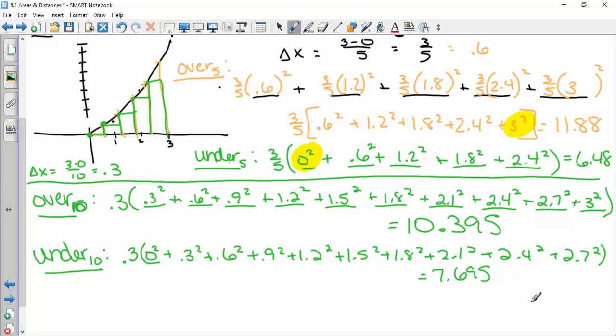If I wanted to get even better, what could I do? More rectangles. Do 20, do 40, do 50. How long do you want to be here? So you can get better just by making more rectangles. All right, let's try a couple more.